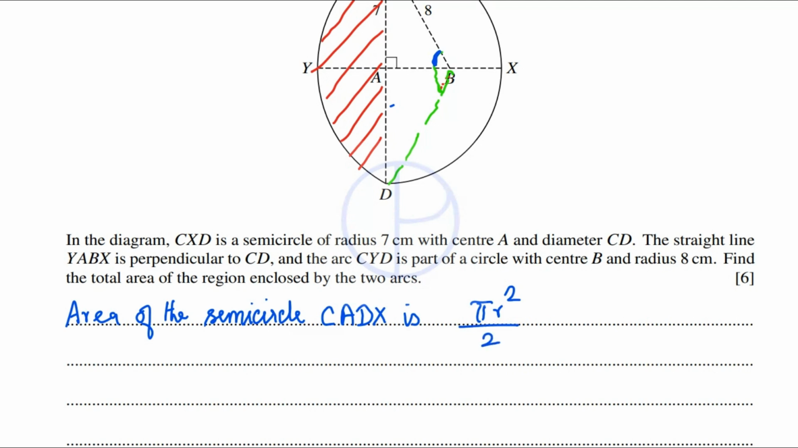Pi r square divided by 2. So r value is 7. So 7 square equal to 49 divided by 2, multiplied by pi gives 76.97. This is the area of the semicircle. Okay. Now let's find out the area of the triangle. For that, first we will calculate the angle at B.